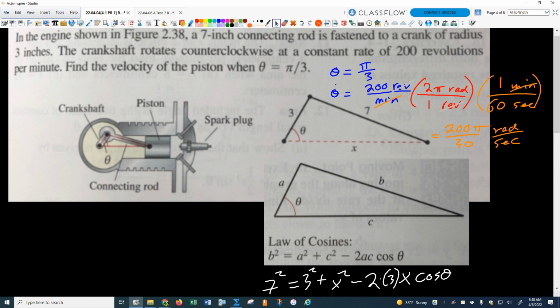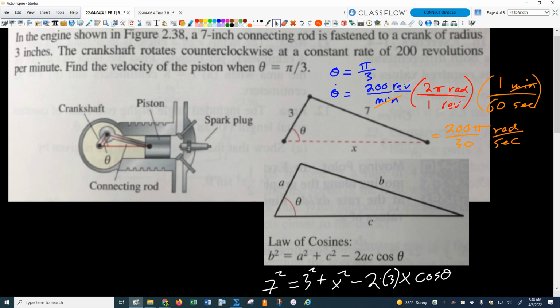They told us that at this snapshot, this frame in the video, theta is equal to pi thirds. And they told us that this crankshaft is rotating at a rate of 200 revolutions per minute. And so we converted that into radians per second. So now we've got theta and theta dot, and we were looking for, what was it we were looking for?